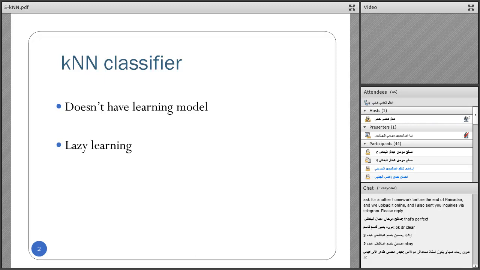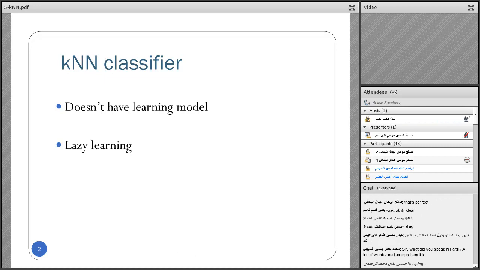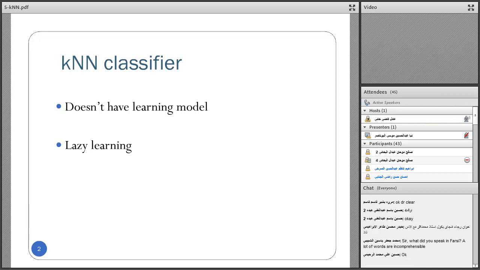Okay, the next subject that we have is the KNN classifier. The KNN classifier is a very simple classifier, and in this classifier we don't have a learning model. This is an important feature of KNN. In KNN, we don't have a learning model. It means we don't have any training. We don't have any learning in the KNN.